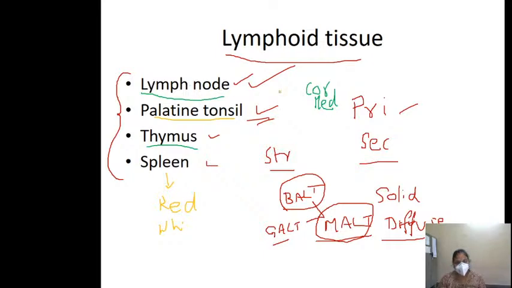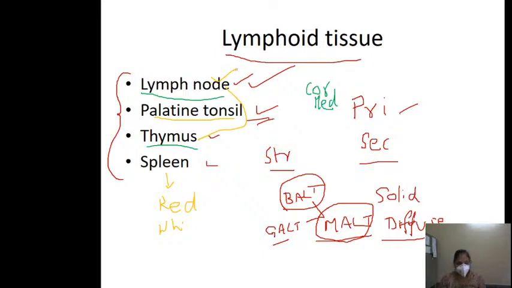The lymph node has the structure cortex and medulla. It is covered by the capsule, and the thymus is also covered by the capsule. It also has the cortex and medulla. But how to differentiate these two structures? Here the lymph node has the typical lymphoid follicle appearance. You have a number of lymphoid follicles, but in the thymus you don't see lymphoid follicles.